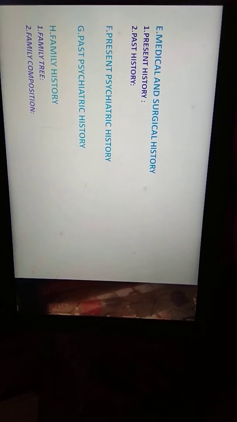Then the next one is Miss Monica. Monica is the daughter of the patient. She is 10 years old, her education is 5th class, and her occupation is student. There is no income, but her health status was good, healthy. So these come under the family tree as well as the family composition. Then we'll move on to the personal history.